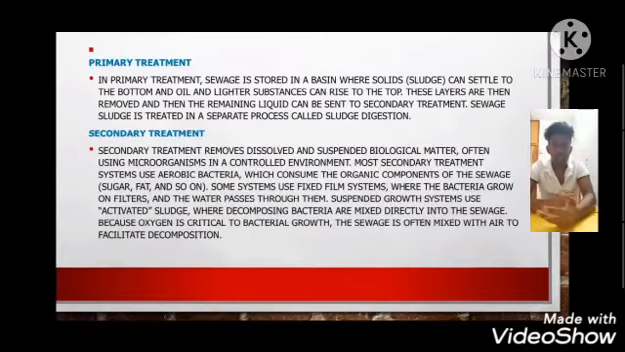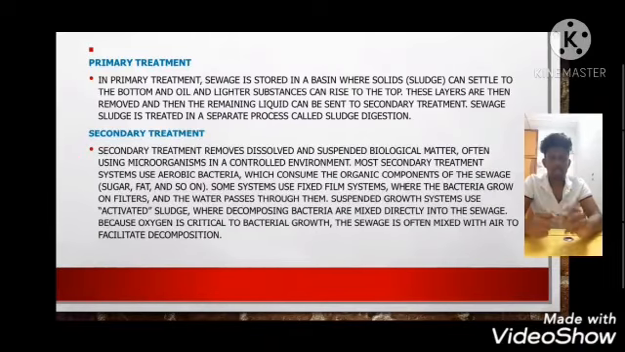In primary treatment, sewage is stored in a basin where solids known as sludge can settle to the bottom, and the oil and lighter substances can rise to the top. These layers are then removed, and the remaining liquid can be sent to the secondary treatment. Sewage sludge is treated in a separate process called sludge digestion.